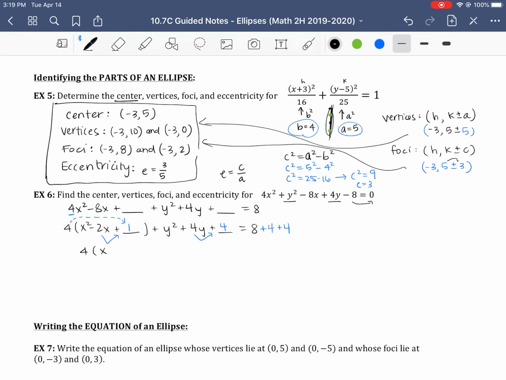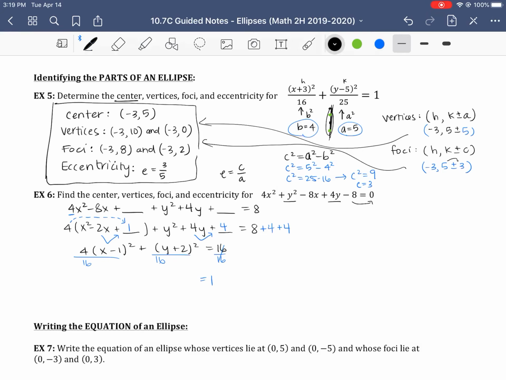And then we go ahead and factor. So we've still got the 4 out front, we get x minus 1 squared plus y plus 2 squared. And then on the right side we have 8 plus 8, which is 16. Now standard form means that it's equal to 1, so we need to divide everything by 16 so that we only have a 1 over there.